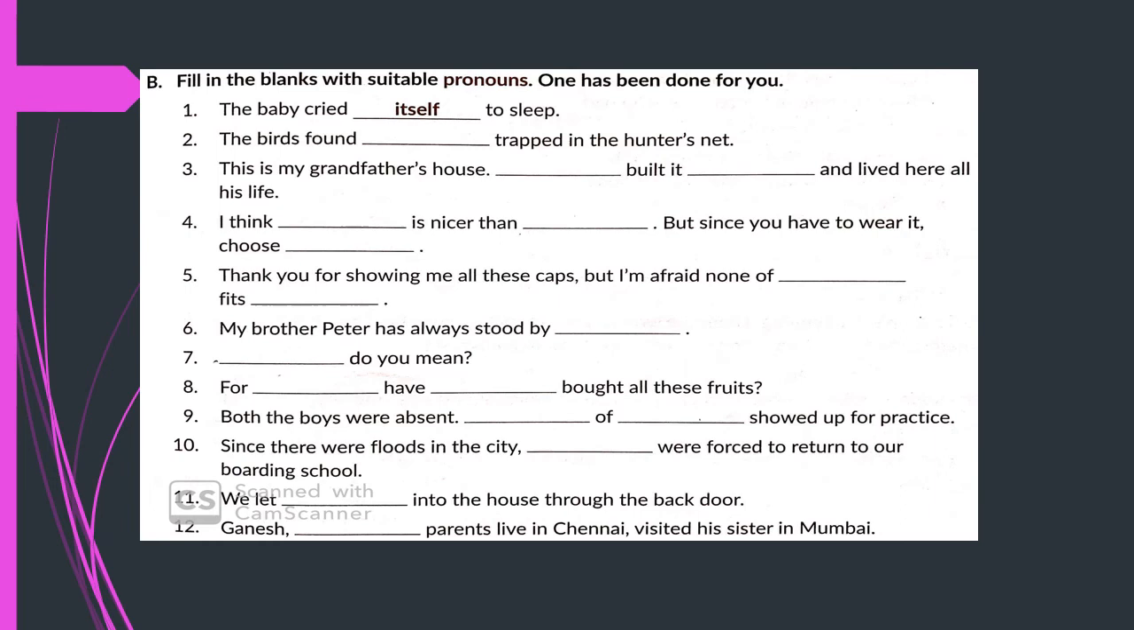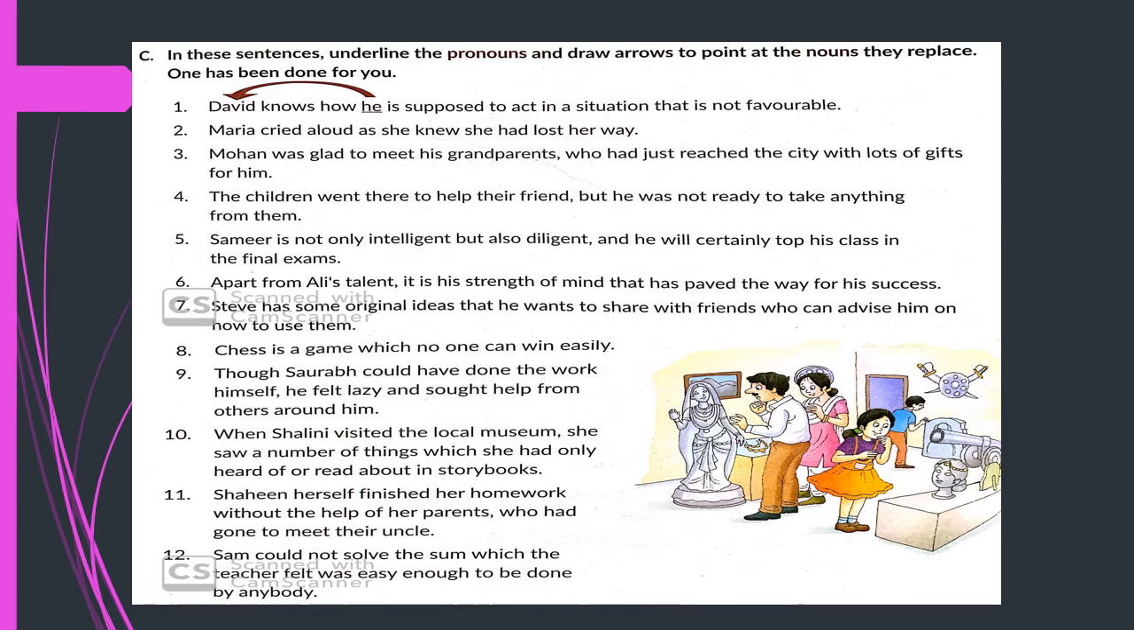Plural, themselves, V-E-S. This is my grandfather's house. He built it himself and lived here all his life. He, personal, himself, reflective. Rest again, you'll complete on your own. Any confusion, discussion will be due in the online.